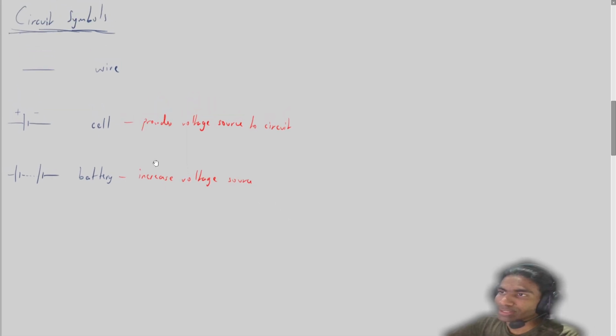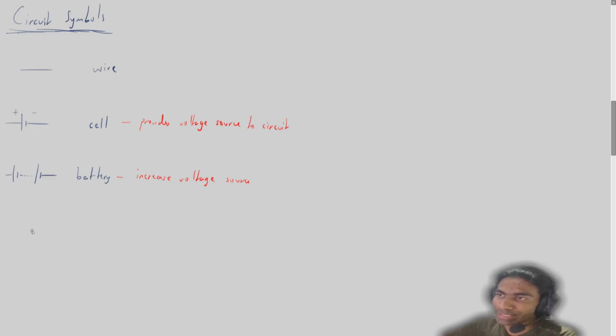Now, that's for a cell and a battery. The other symbol you should know about is the bulb that we drew up there. But even before that, let's draw the bulb down here. You should also know about what a switch is. So a switch can either be open or closed. If a switch is closed, then the circuit is complete and it will run. So a closed circuit allows the charge to flow in the loop, whereas the open circuit prevents the circuit from even working.